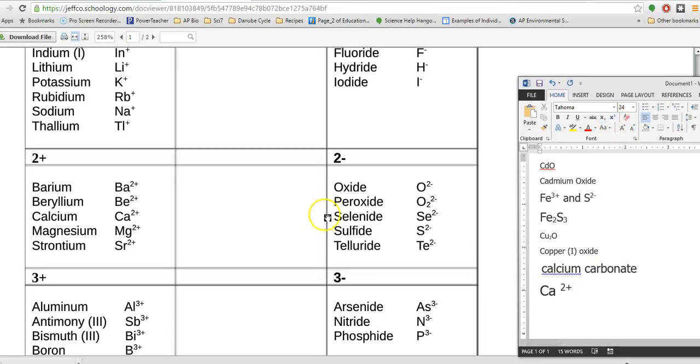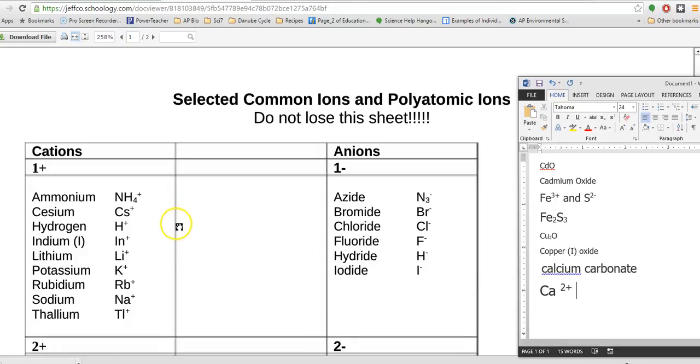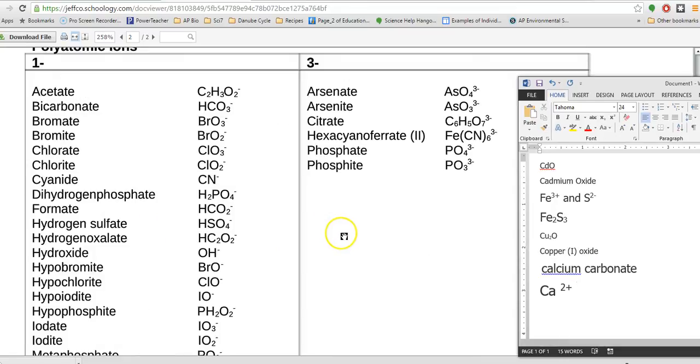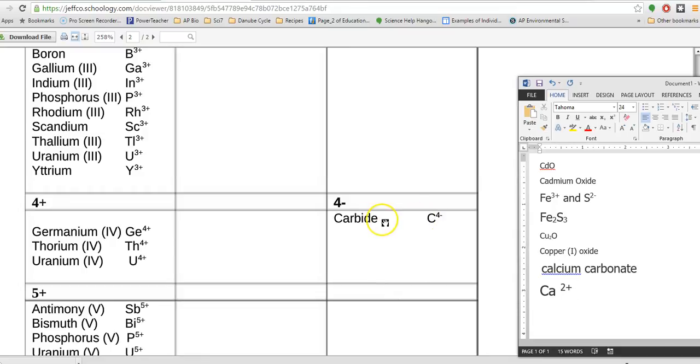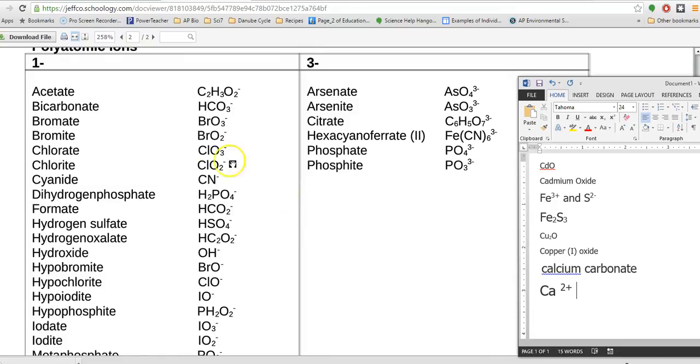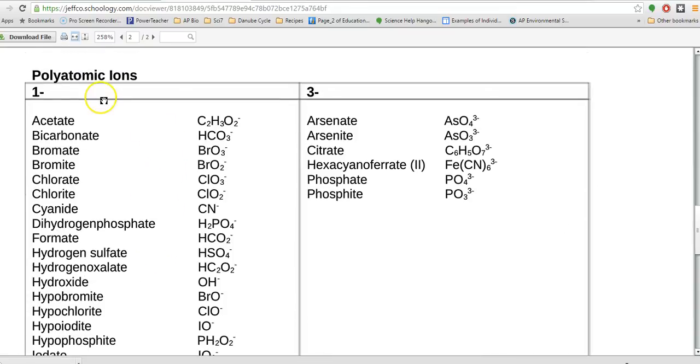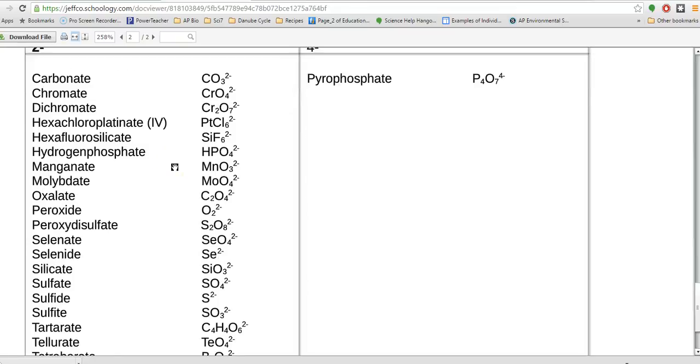And carbonate. Carbonate is not just a C for carbon. If we look over here, you've got carbide. That's not it either. This is carbonate. So you have to look down to the second part of your sheet, and it says polyatomic ions. And those are ions that have more than one thing together. They kind of move around as a group. So you need to find on this list carbonate. Okay, so right there is carbonate, and carbonate is CO3 with a 2-. So back to my Word.